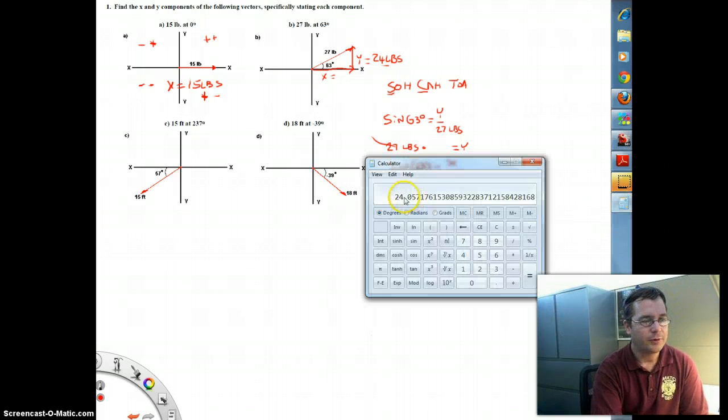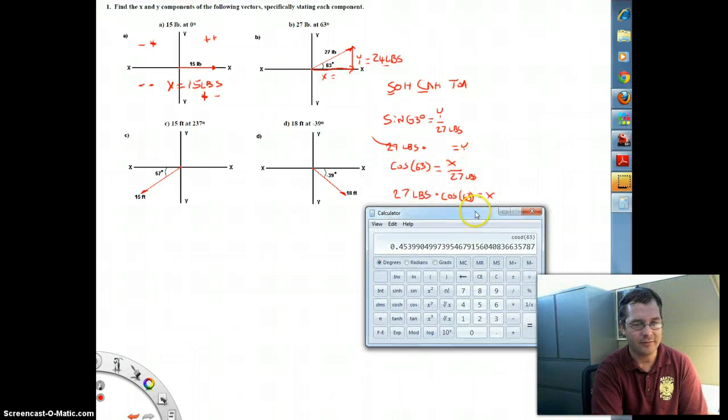Again, just pull it up on the calculator: 63 degrees, yes, we're in degree mode, take the cosine of it. You can see that the cosine is less than the sine because we're at an angle greater than 45 degrees, so we would expect the value for x to be less than the value for y. How do we solve for that? We take the cosine of 63 degrees and multiply it by 27 pounds, and we find that x is about 12 1/4 pounds.